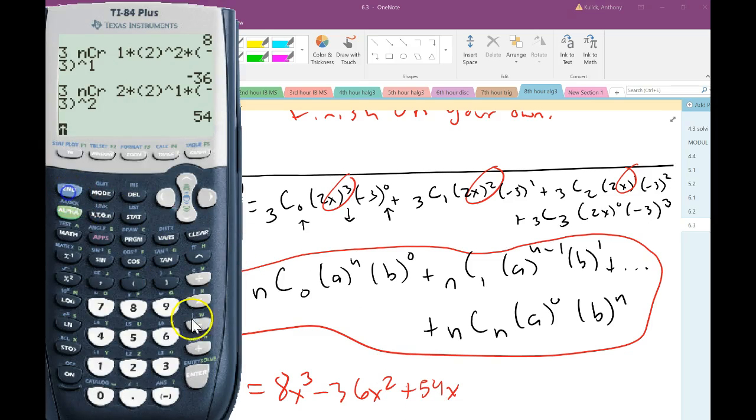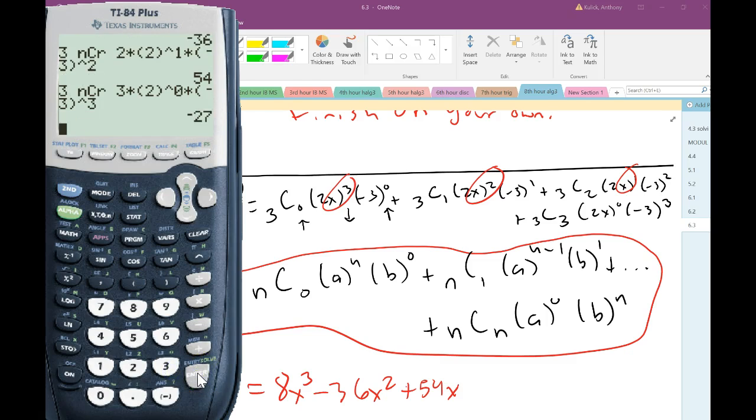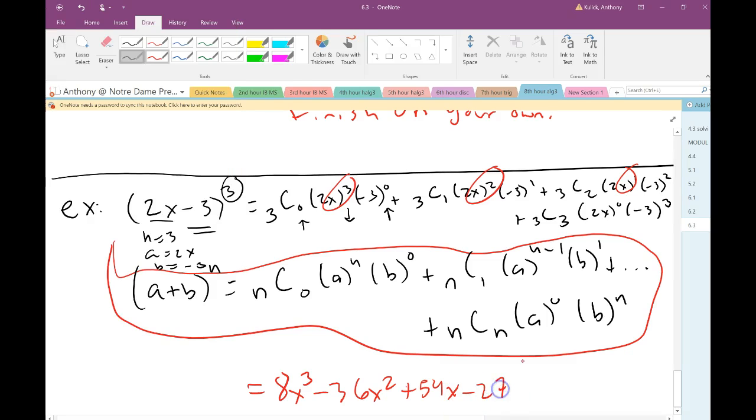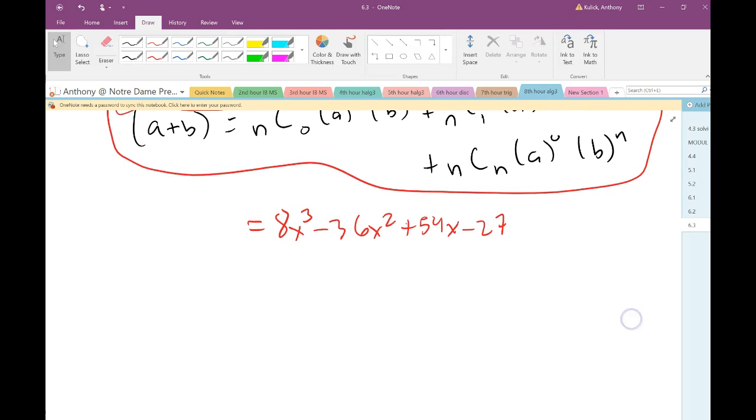And then my last one, second enter, moves to 3, down to 0, up to 3, press enter, get negative 27. So that's my final answer. So that's just a review of what we talked about last time before break.